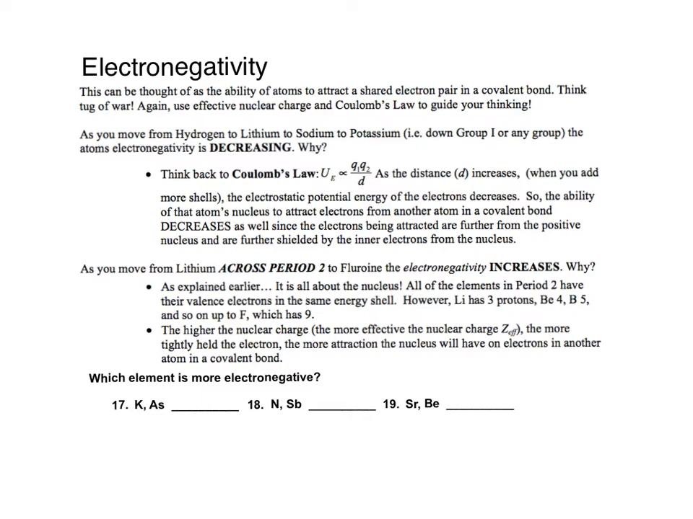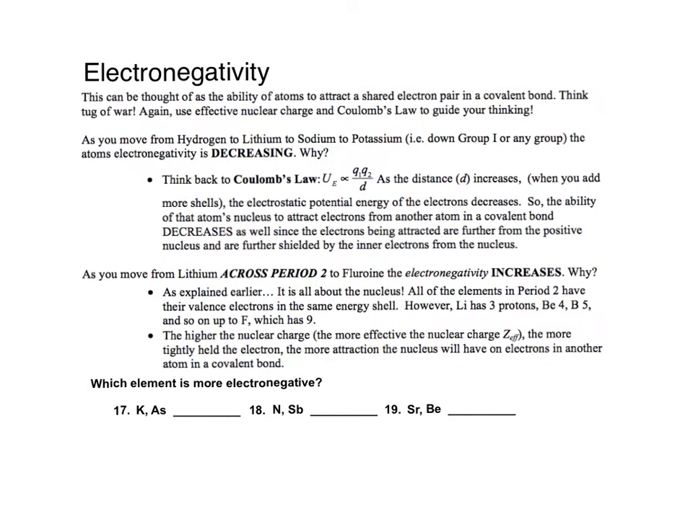You can see in this little description here, you need to think about it like a tug of war. The higher the electronegativity of an atom, the closer it's going to hold. It's comparative. In a bond, you've got two atoms, and the one with the more electronegativity is going to hold the electrons closer to it.